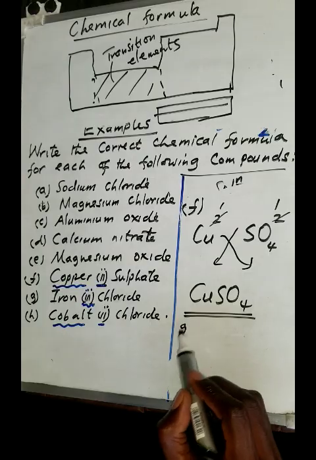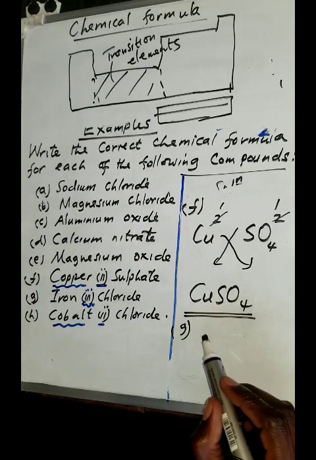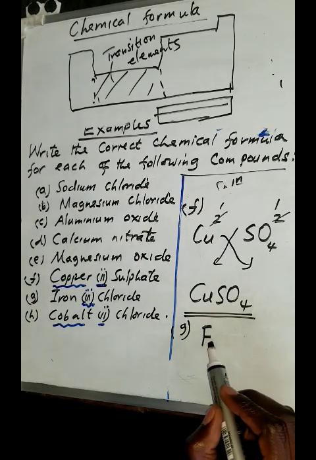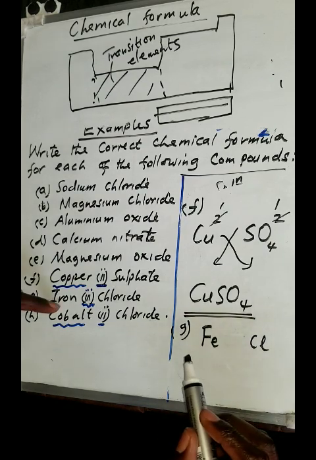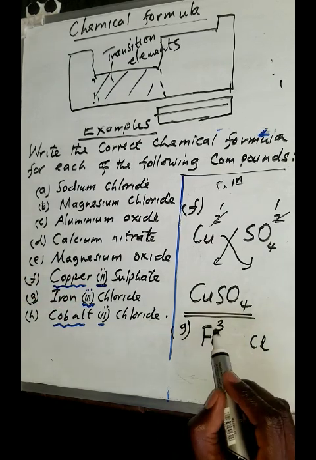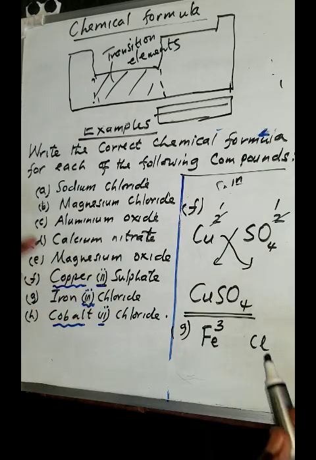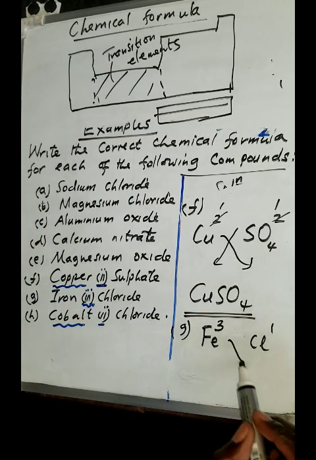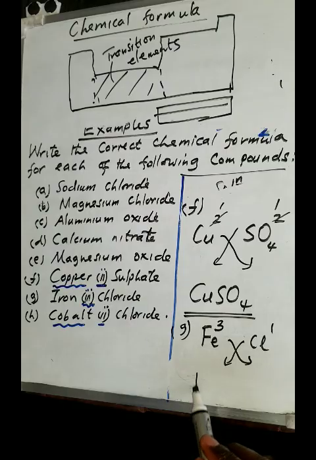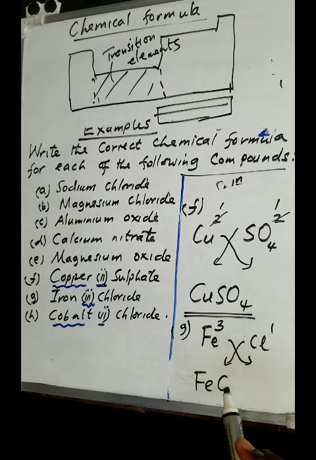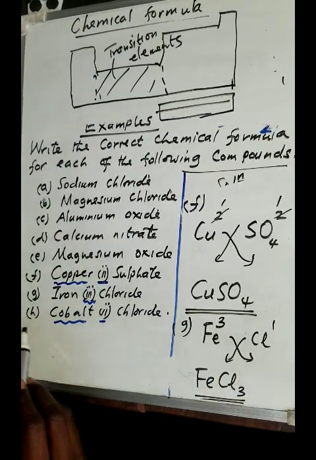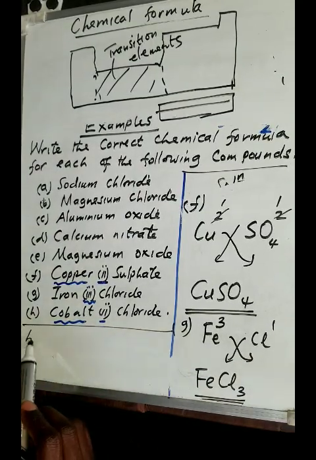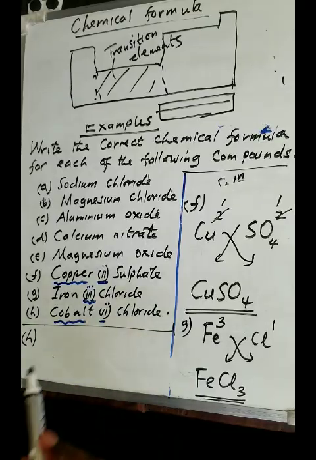What about G, iron 3 chloride? Iron, the correct symbol is capital F and small e. Chloride, it is chlorine. Now, since it says iron 3, it means this iron has a valence of 3. We know chlorine has a valence of 1. So when we exchange, it is going to become iron 3 chloride. The 3 will get attached to the chlorine there. That's what we do. Let's conclude as we look at our last one, H, cobalt 2.